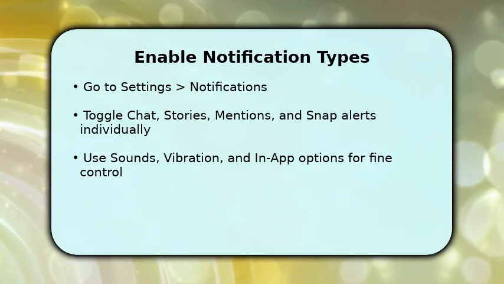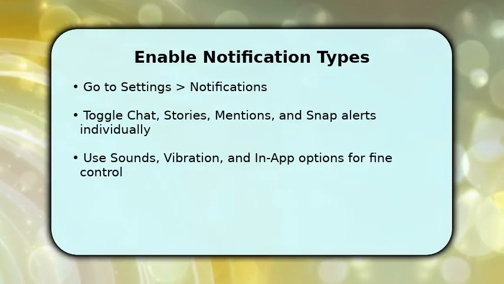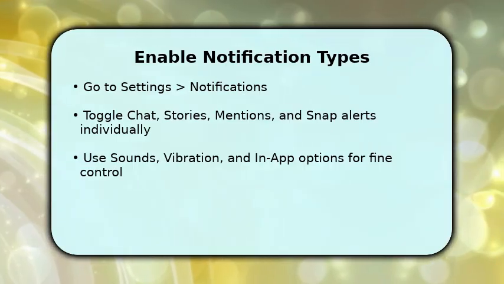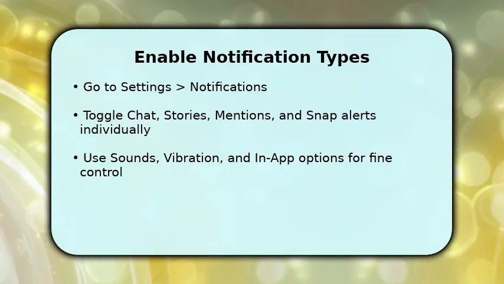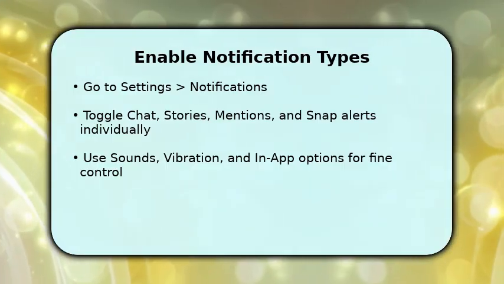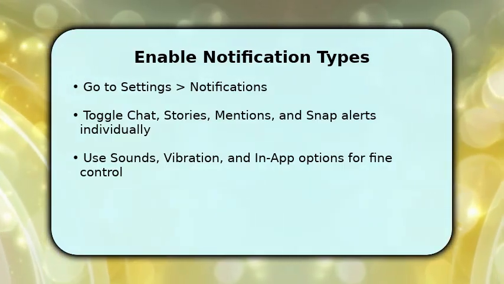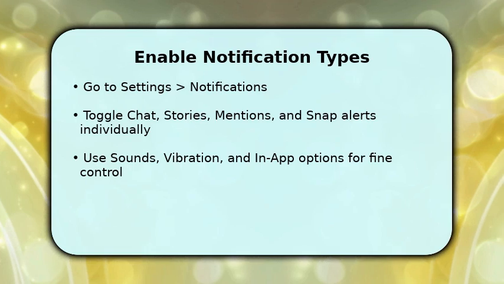preserves important alerts. Once you toggle, make sure to tap any sub-options such as sounds, vibration, or in-app banners to customize how you notice them. This middle step configures the behavior and format of alerts, so notifications match your priorities.